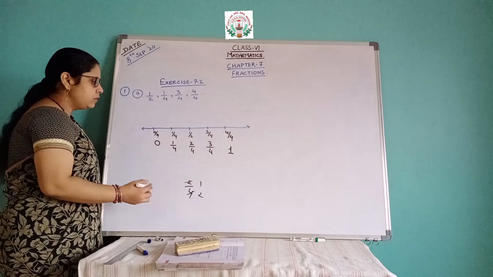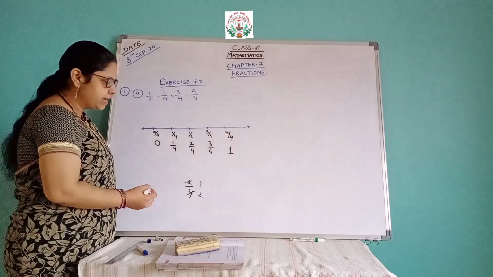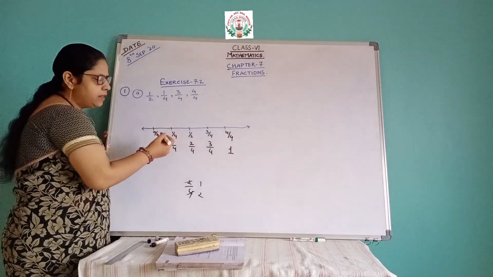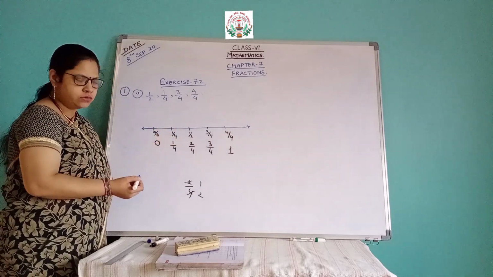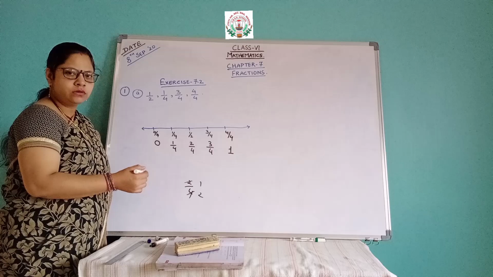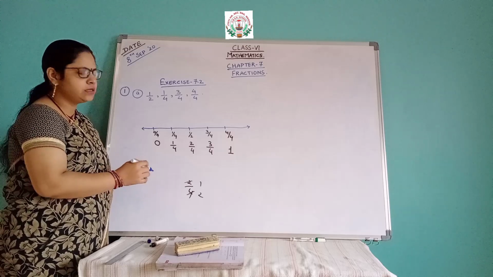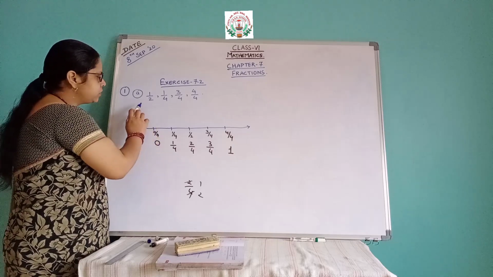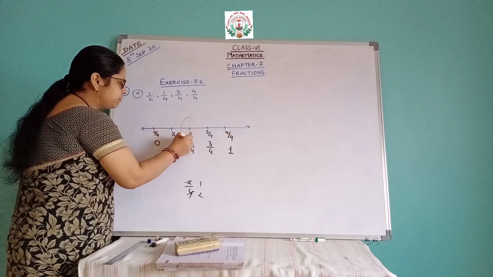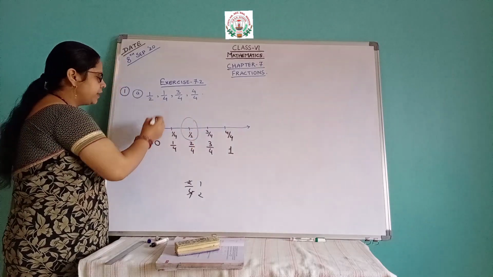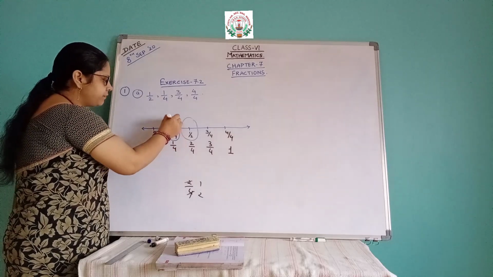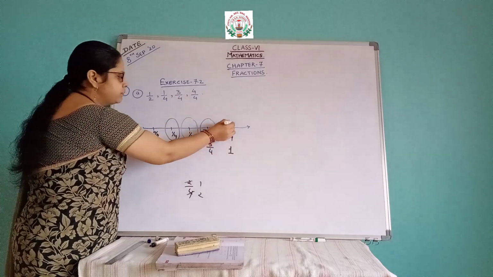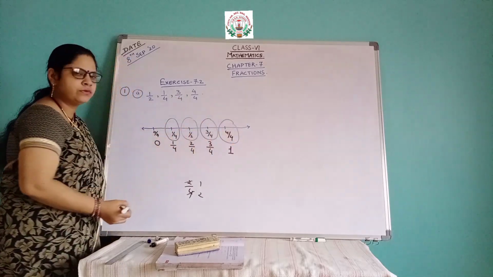So now your answers. What is the question asked? Just mark it. You can use a different color just to show that this is the question asked and that is your answer you have marked here. So what are the questions? 1 by 2, this is our 1 by 2. Then 1 by 4, this is our 1 by 4. Then 3 by 4, this is our 3 by 4. Then 4 by 4, this is our 4 by 4.